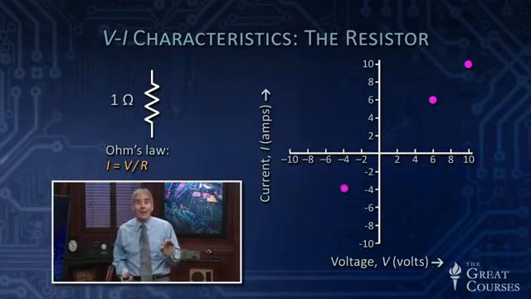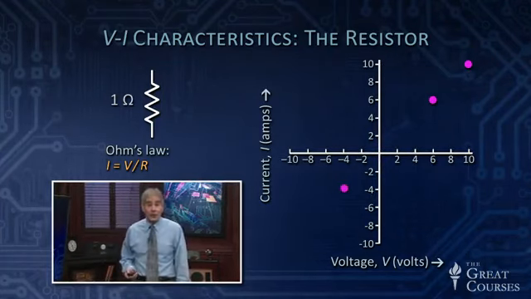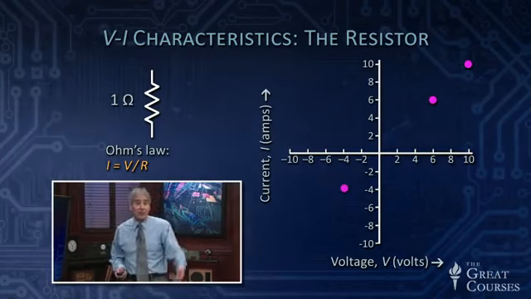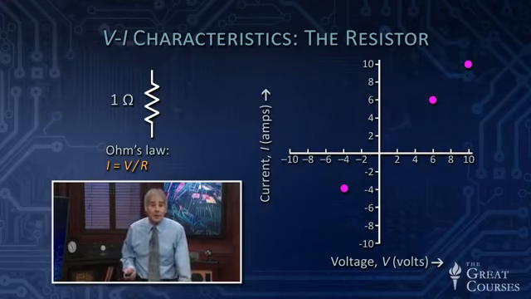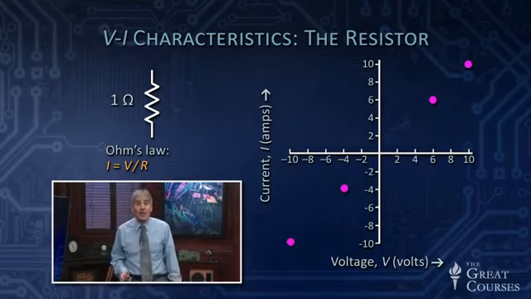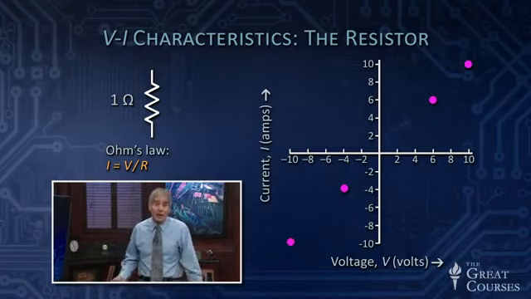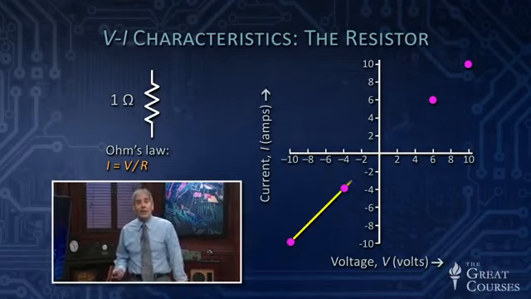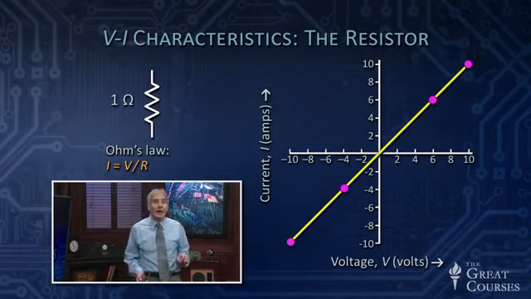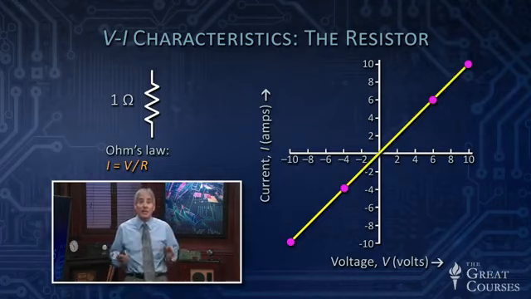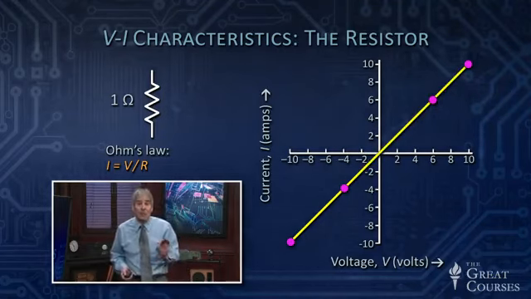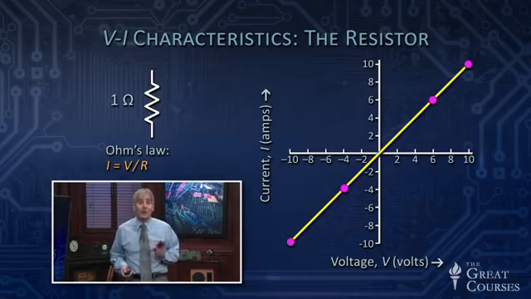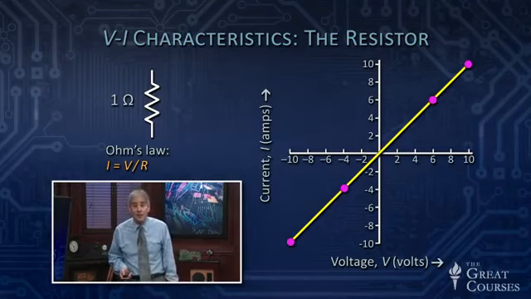If I put minus 4 volts across it, in this case put a 4-volt battery across it the other way, I'd get minus 4 amps of current flowing. And if I put minus 10 volts across it, I'll get minus 10 amps flowing. And you can connect the dots and you can see that the VI characteristic for a resistor is simply a straight diagonal line. And in this case, that diagonal line has a slope of 1 amp for every volt because this is a 1 ohm resistor.